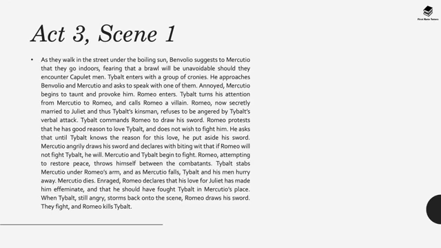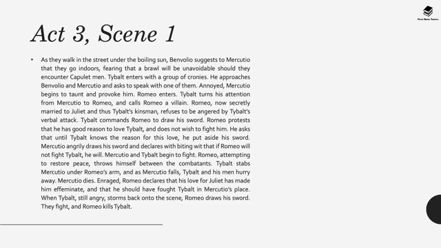However, Mercutio angrily draws his sword and declares with biting wit that if Romeo will not fight Tybalt, he will. Mercutio and Tybalt begin to fight, and Romeo, attempting to restore the peace, throws himself between them. Tybalt stabs Mercutio under Romeo's arm, and as Mercutio falls, Tybalt and his men hurry away. Mercutio then dies, and an enraged Romeo declares that his love for Juliet has made him effeminate, and he should have fought Tybalt in Mercutio's place.